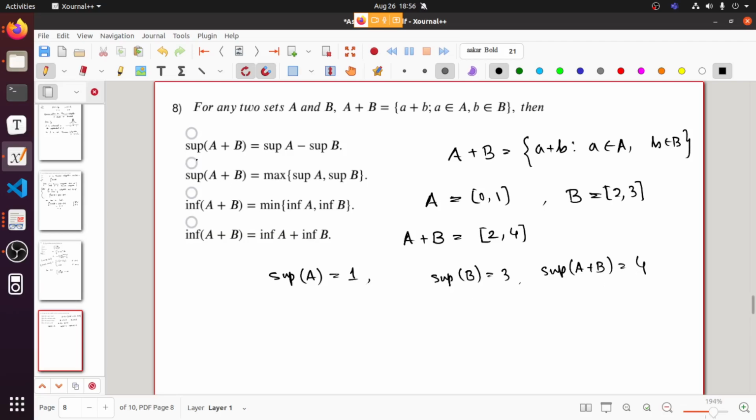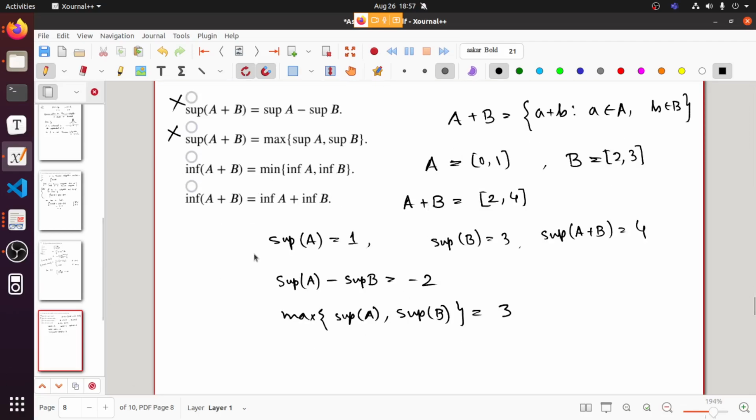So what is the first option? Supremum of A plus B is supremum of A minus supremum of B. It's false, right? If you calculate supremum of A minus supremum of B, it's minus 2. So the first option is incorrect. What is the next option? It's saying that supremum of A plus B is the maximum of supremum A and supremum B. What is the maximum of supremum A and supremum B? It is 3, right? But supremum of A plus B is 4. So the second option is also incorrect.